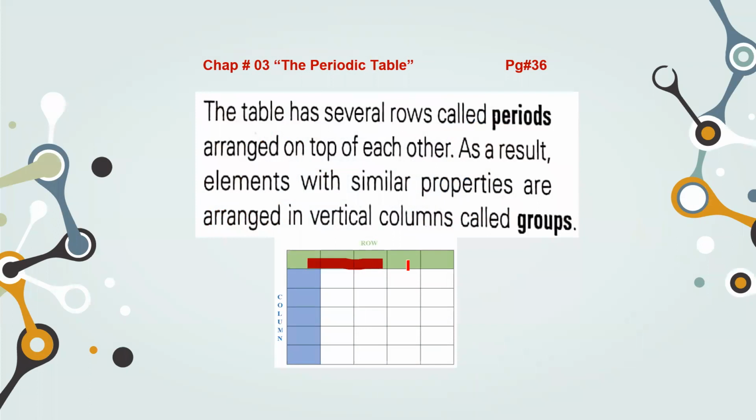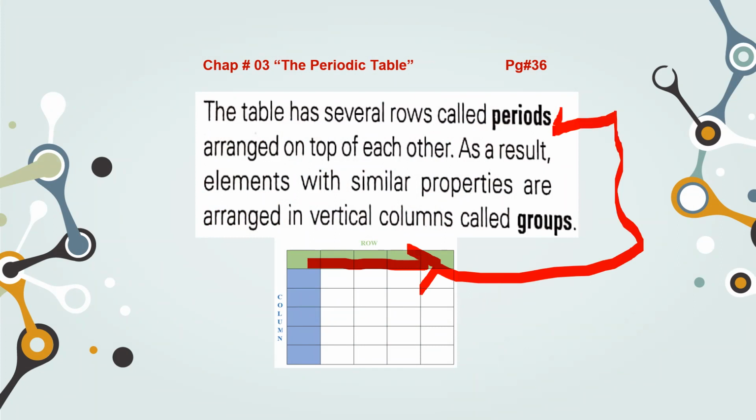You can clearly see the horizontal lines. These are the rows, and these rows are so-called periods. They are arranged from left to right. It starts from the left and ends at the right.